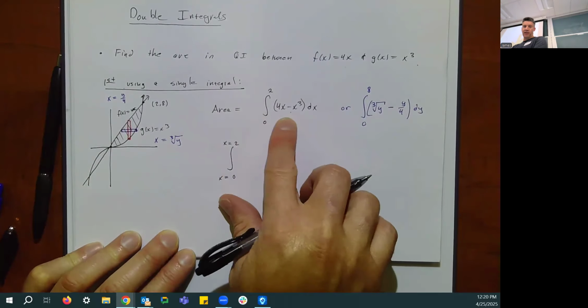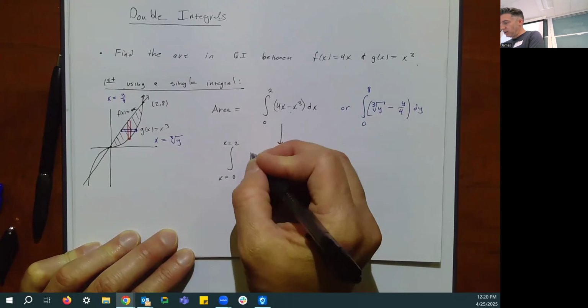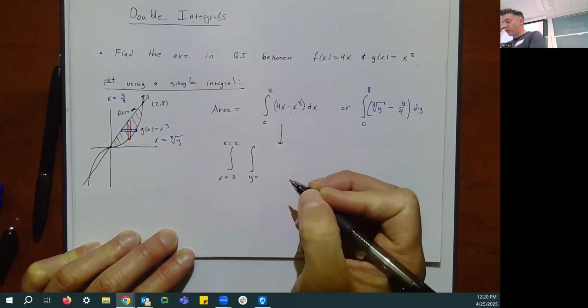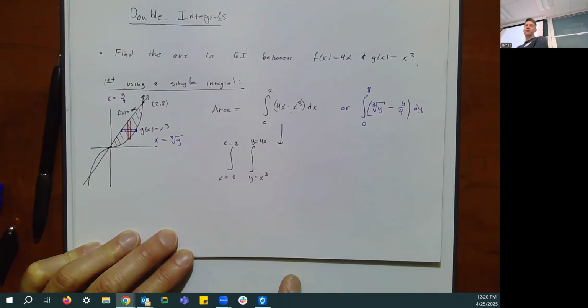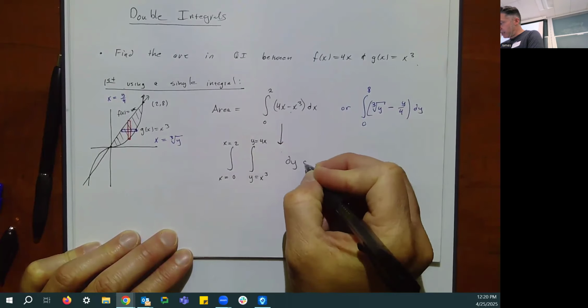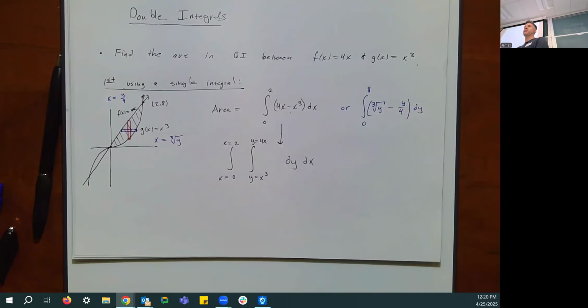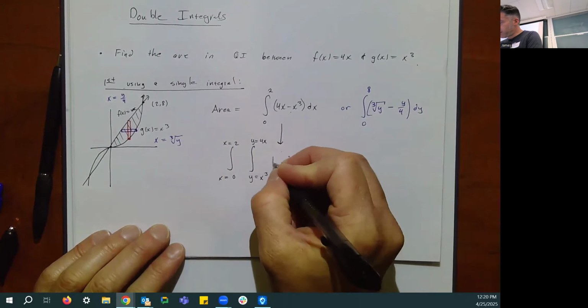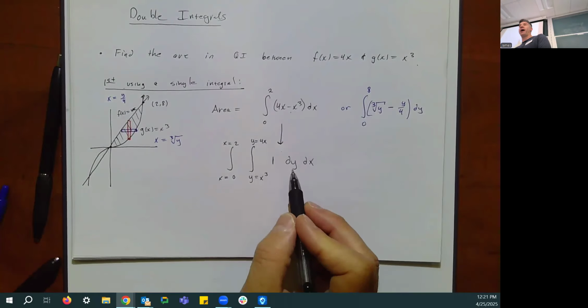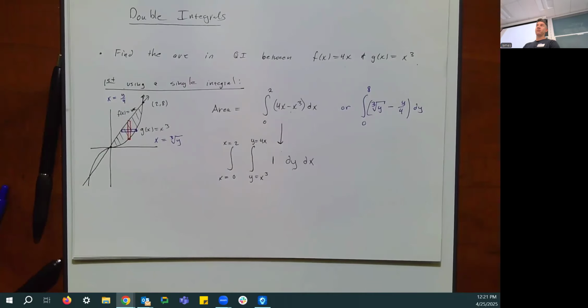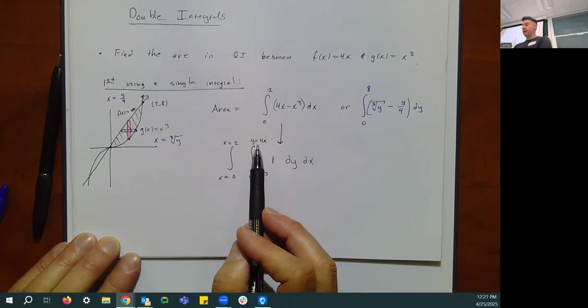And then instead of writing 4x minus x cubed, the inner integral is going to be where y goes from the lower limit, which is x cubed, to the upper limit, which is 4x, dy dx. And then what are we integrating? We're integrating 1. So this will give us exactly the same thing. Because if we antidifferentiate 1 with respect to y, what's the antiderivative of 1 with respect to y? It's just y.